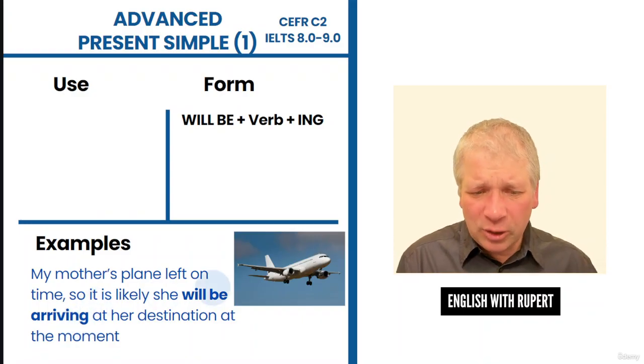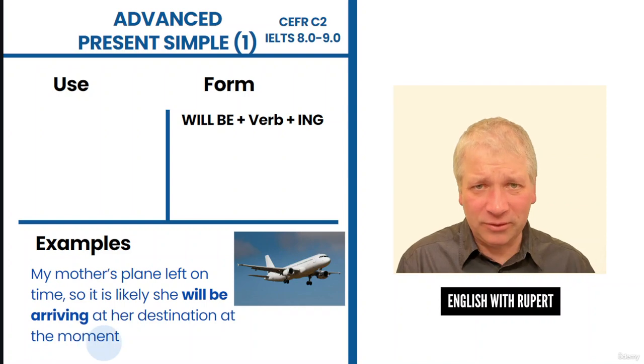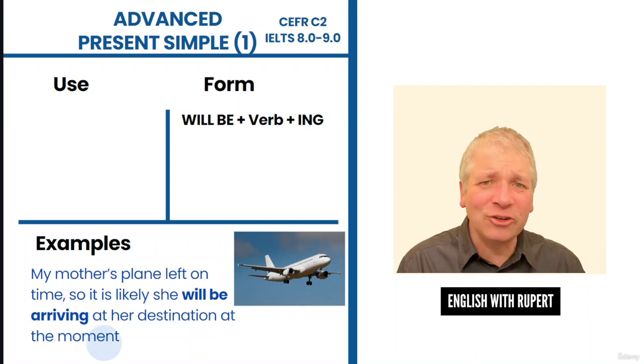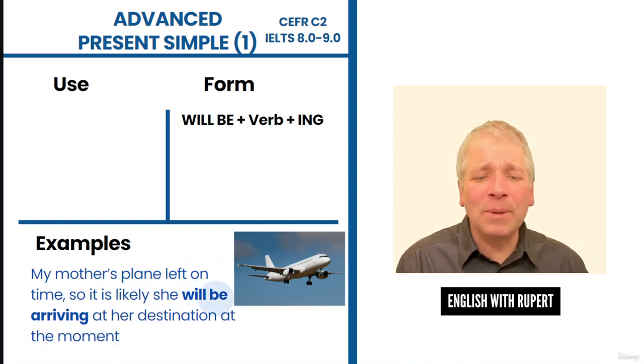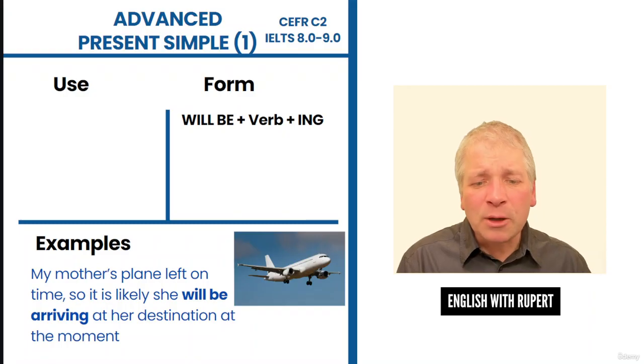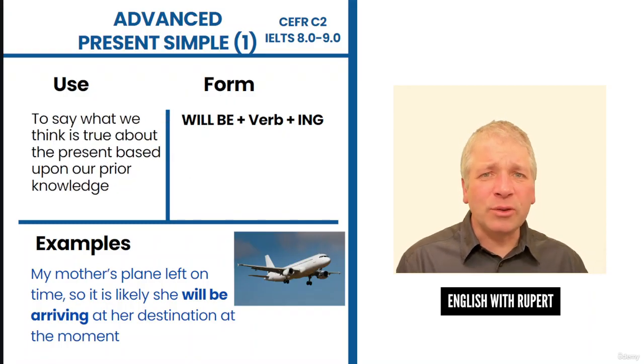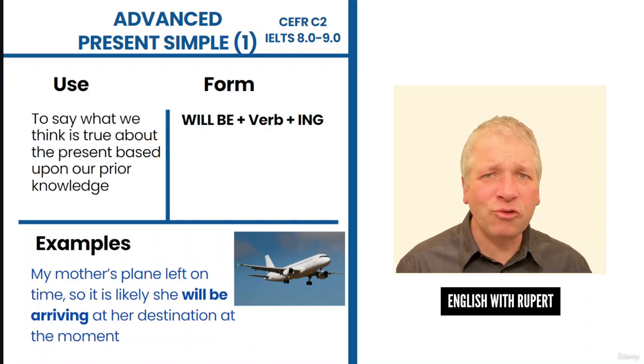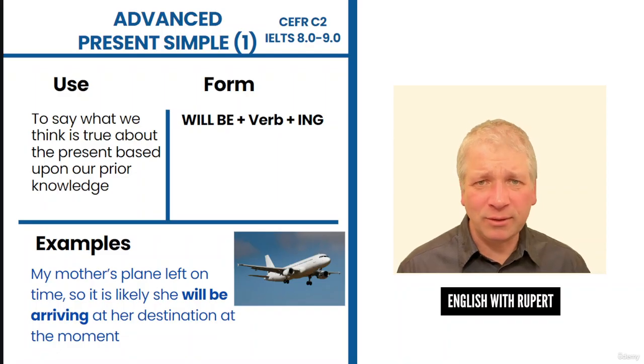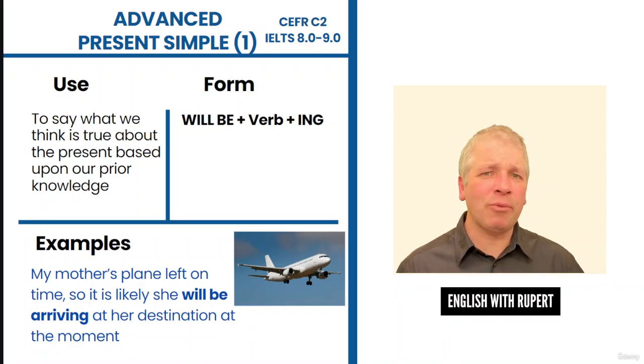It is likely she will be arriving at her destination at the moment. So here we're actually using will be followed by the verb for a present situation. Why? Because we want to do this. To say what we think is true about the present based upon our prior knowledge.